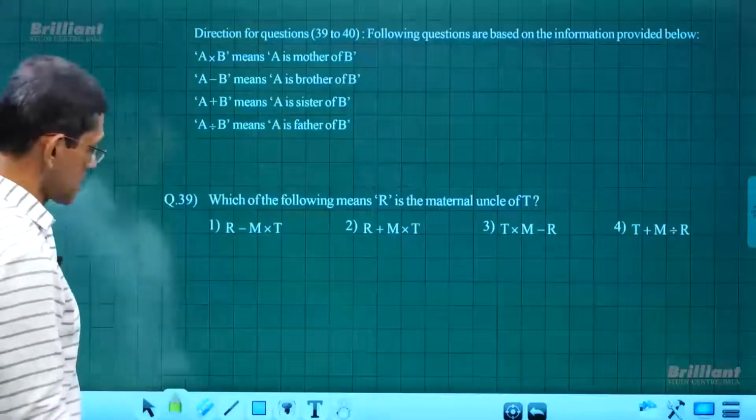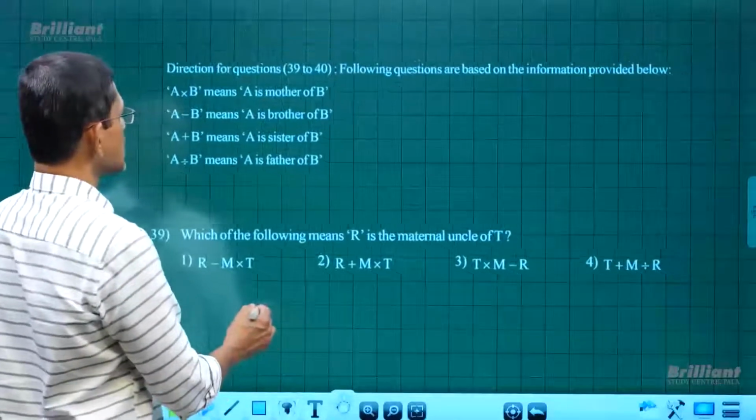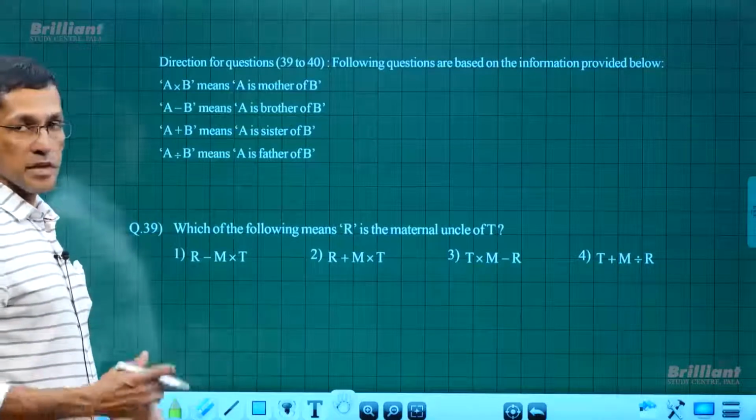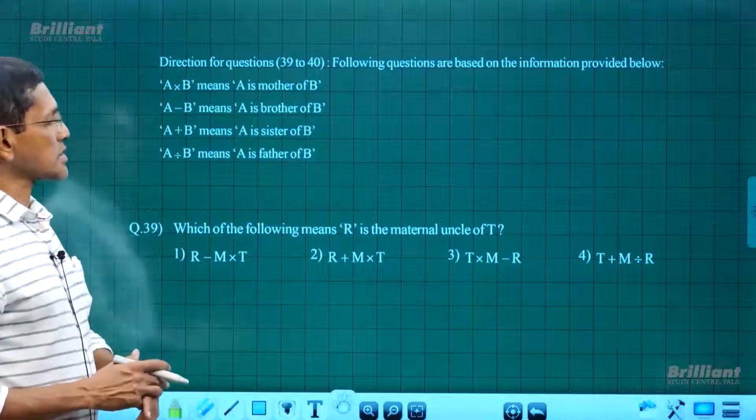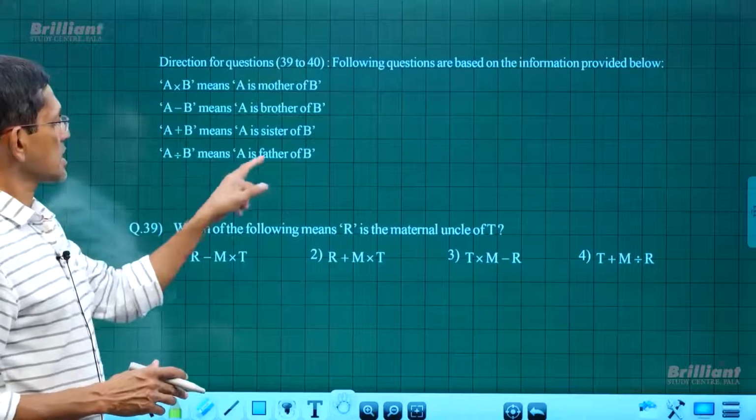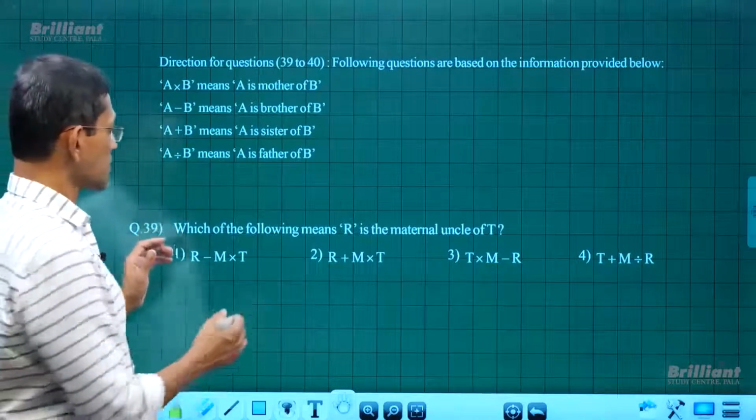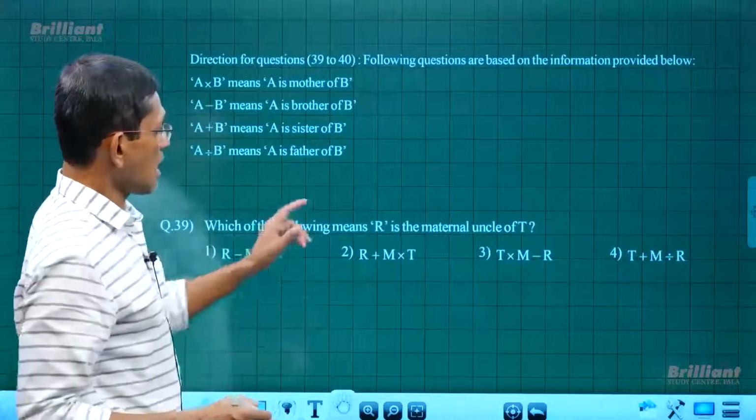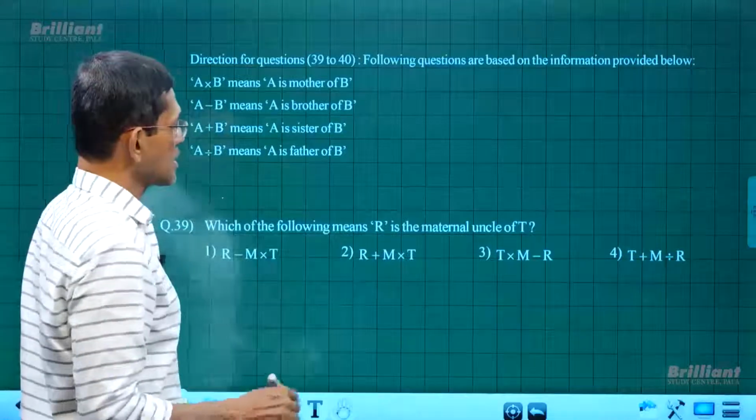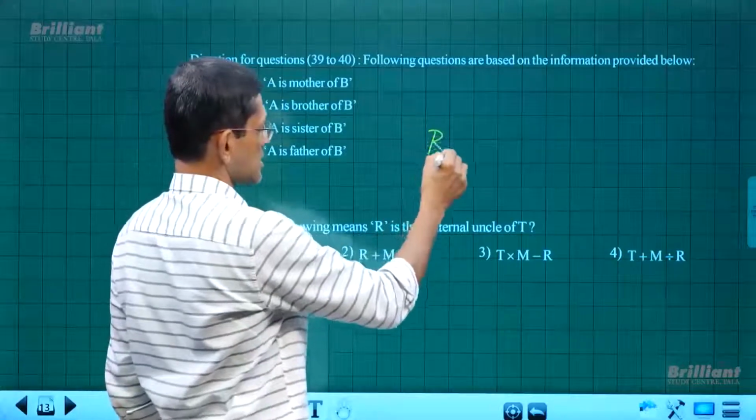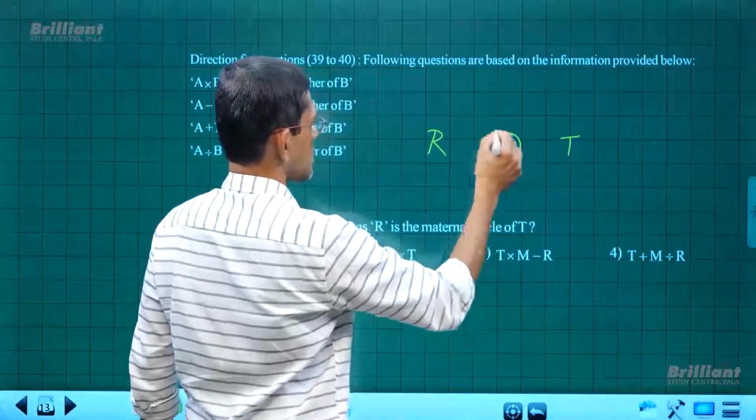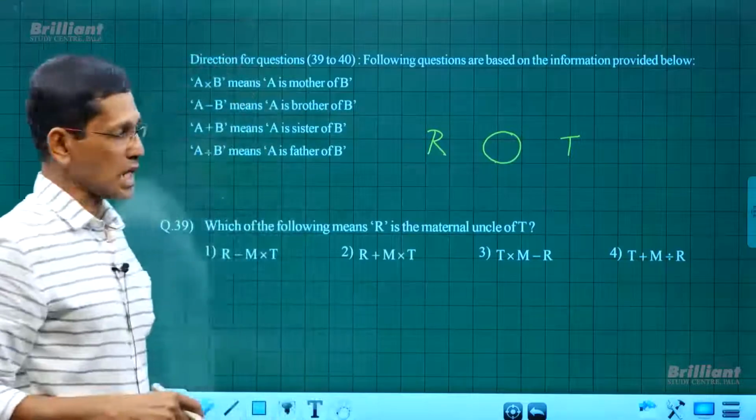Next one. A into B means A is the mother of B. A minus B means A is the brother of B. A plus B means A is the sister of B. A divided by B means A is the father of B. The question is, which of the following means R is the maternal uncle of T? So T's mother's brother would be R. That is a maternal uncle.